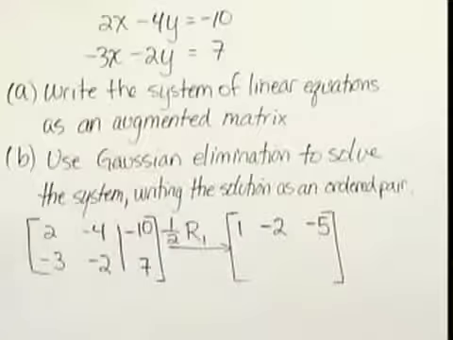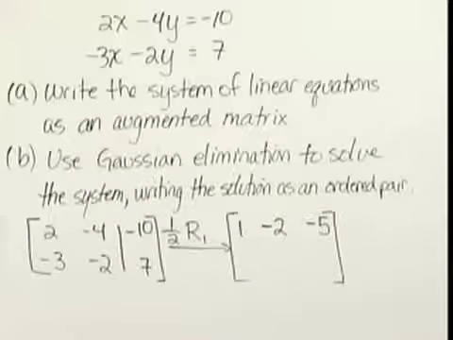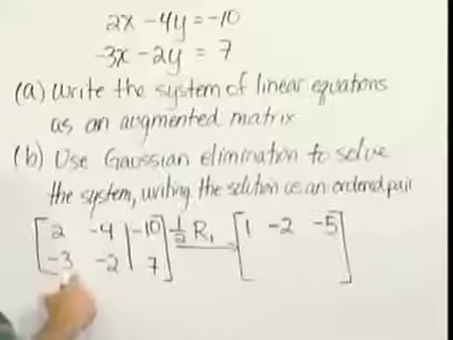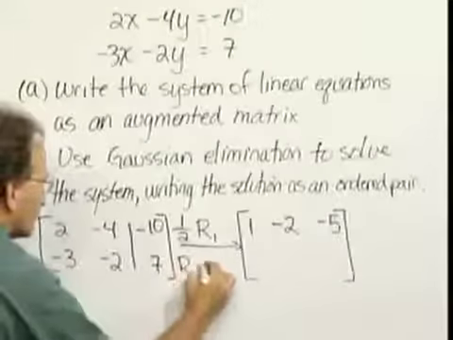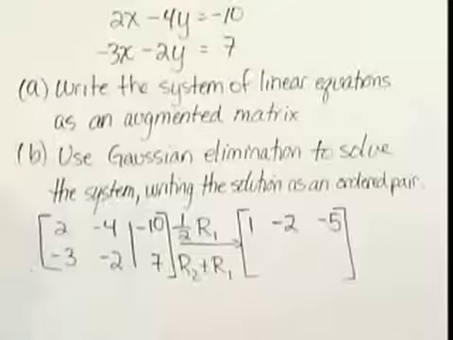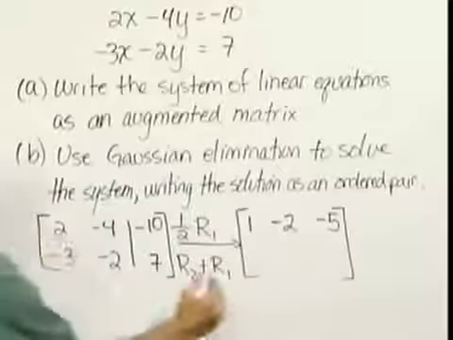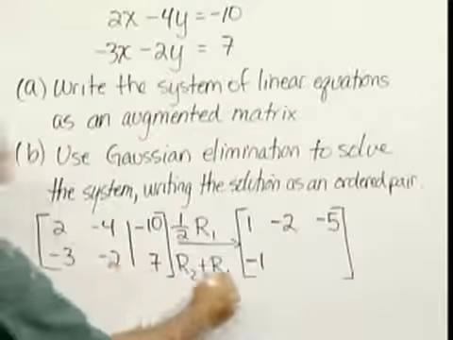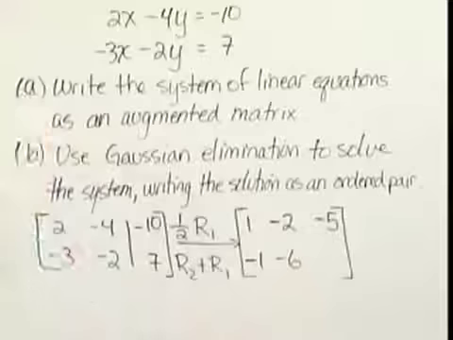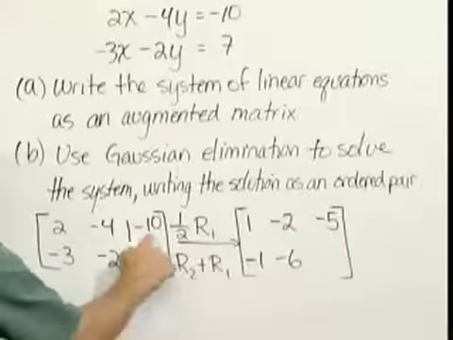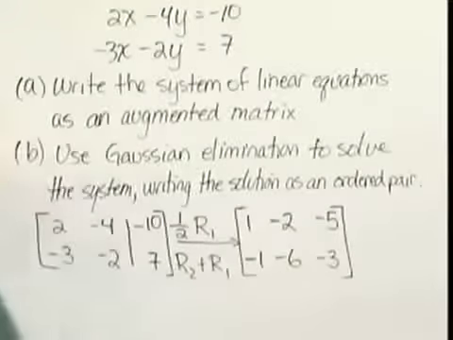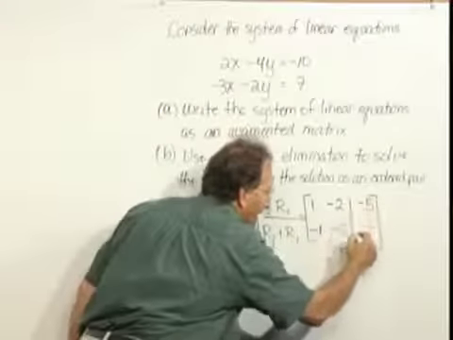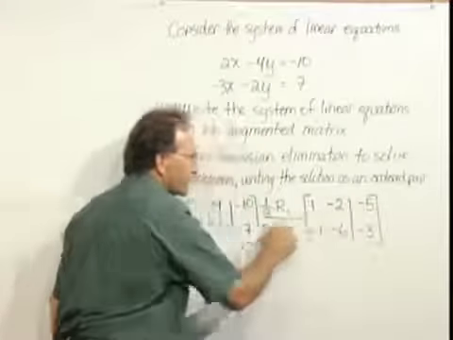Now, at the same time in this step, I'm going to add row 1 to row 2. So row 2 plus row 1. Negative 3 plus 2 is negative 1. Negative 2 plus negative 4 is negative 6. And 7 plus negative 10 is negative 3. So let's draw in the vertical line separating the constant terms from the coefficients of the variables.